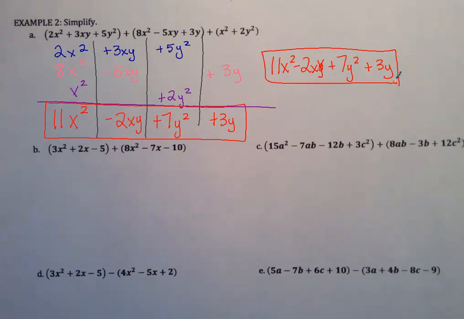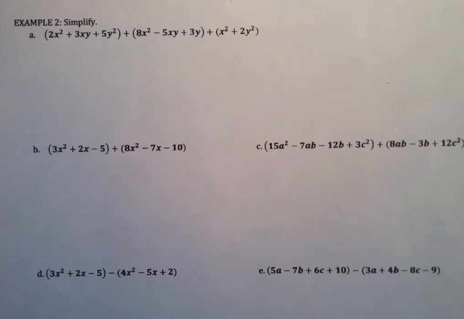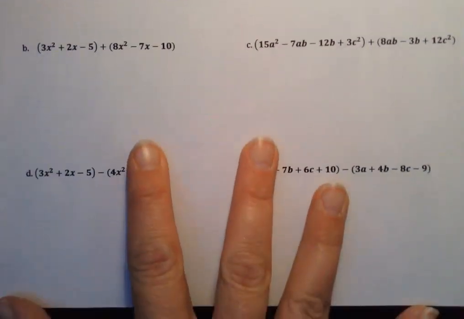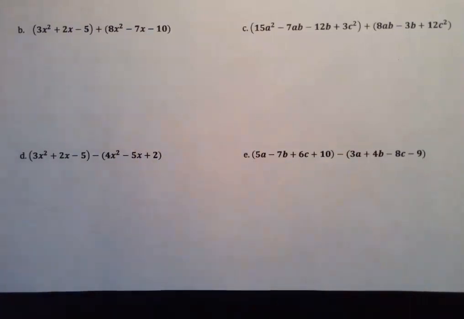Okay, so that's, again, that vertical method. Having the columns set up is a great way to do it, just so you can organize your work. If you don't like that, let's take B and C and look at keeping them horizontal.